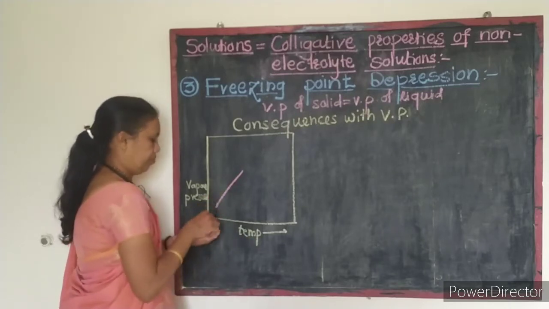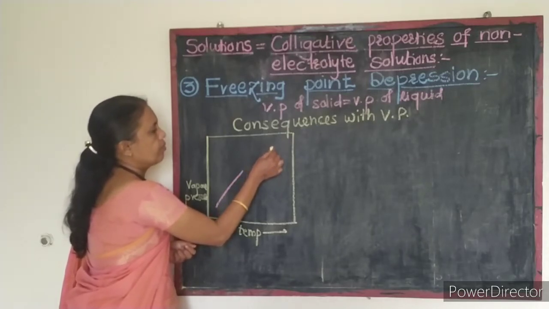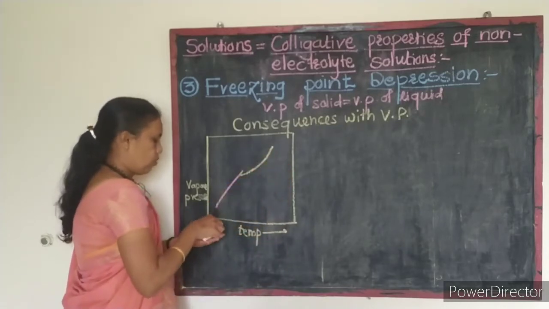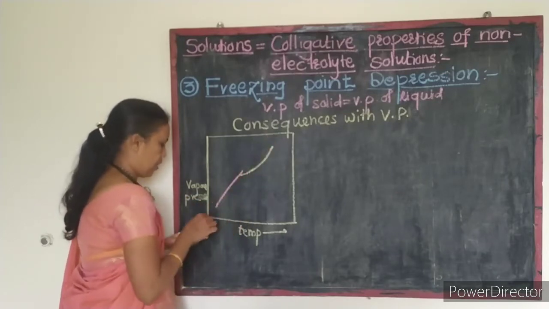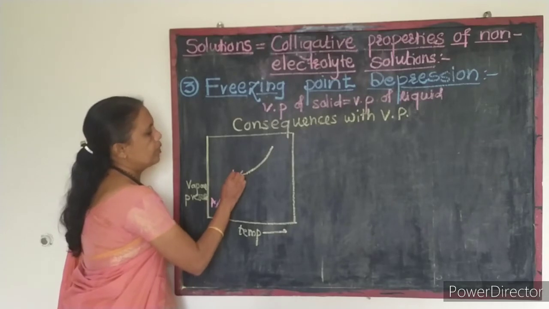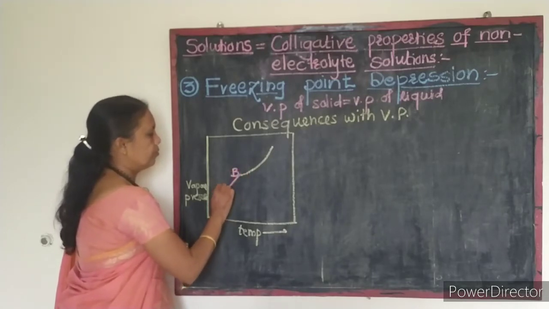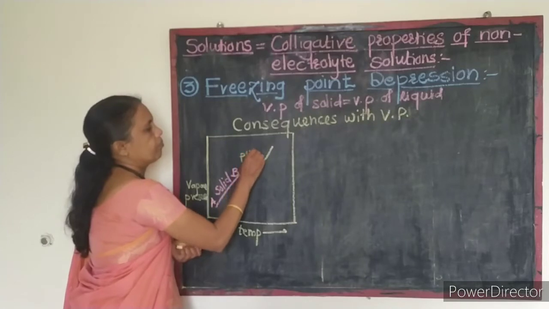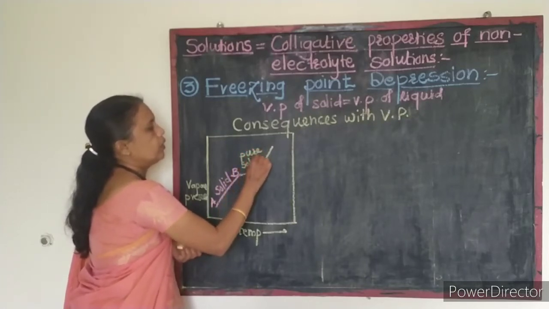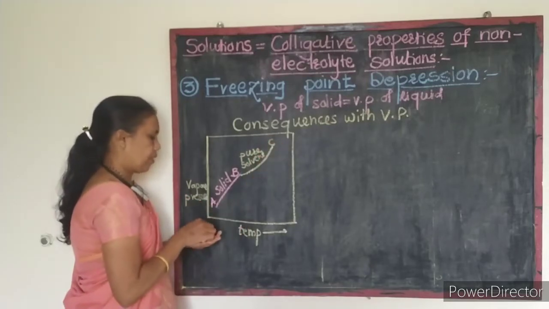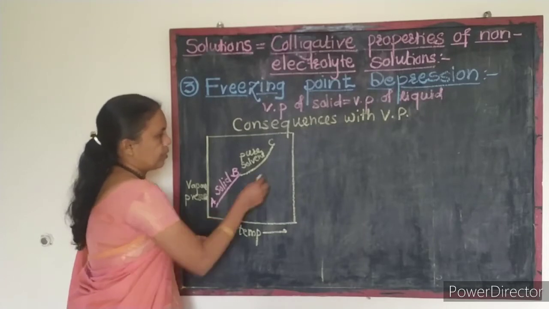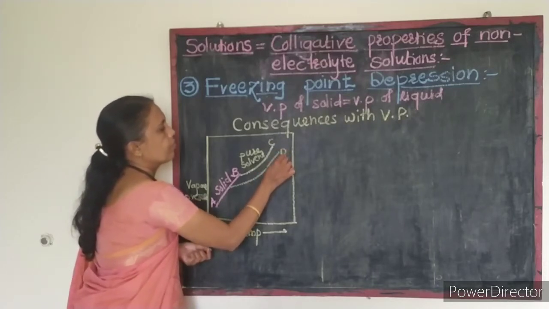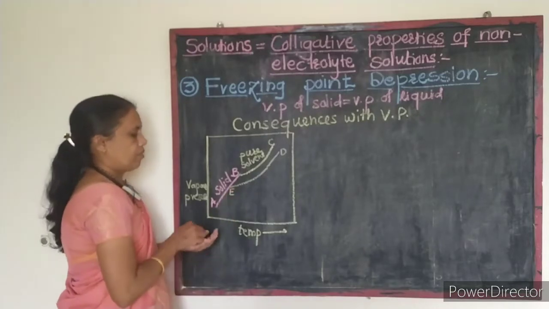And the graph for pure solvent, I denote it by letters A to B for solid. Here it is pure solvent, from B to C, and this one is for solution.